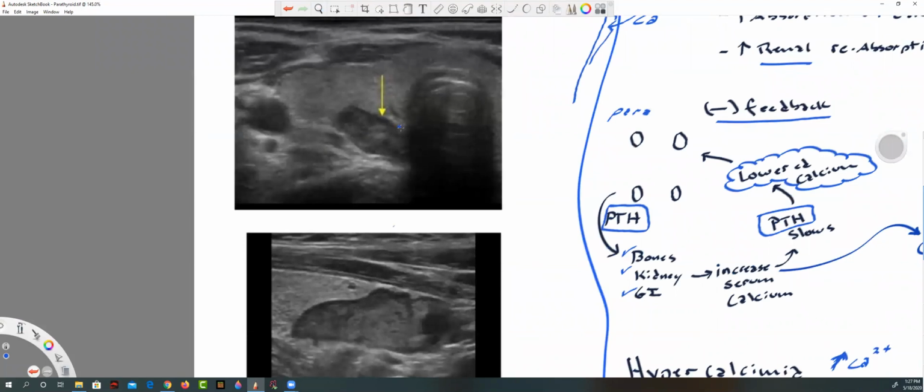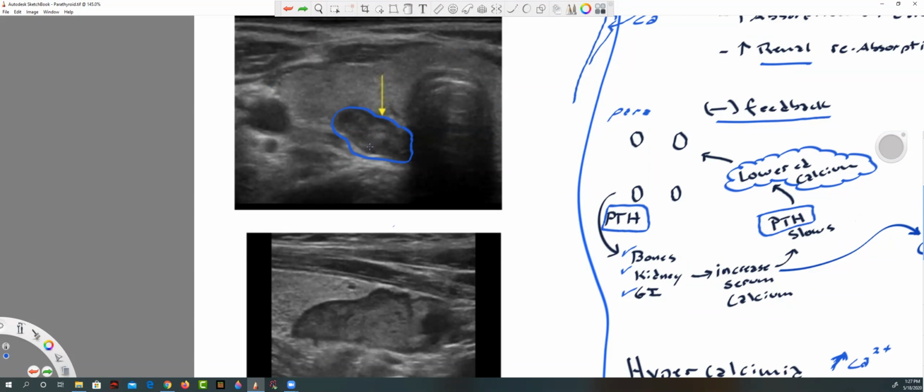Typical location. Here, this is a transverse view of the right lobe. Here's the right lobe of the thyroid. There's the isthmus. You can barely see the left lobe over here. And it's a typical location.